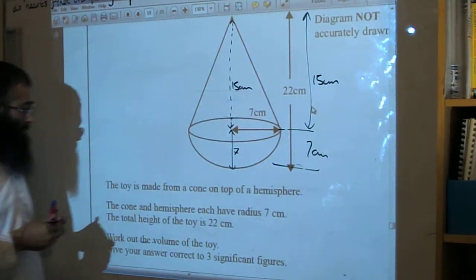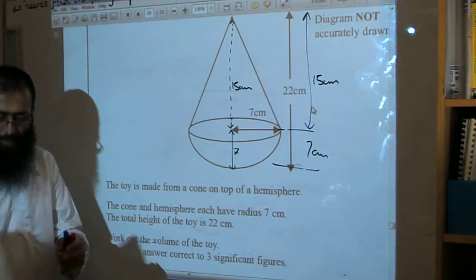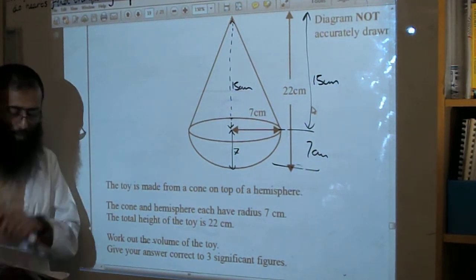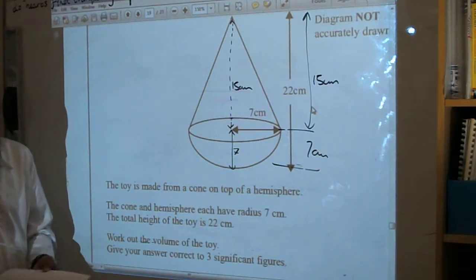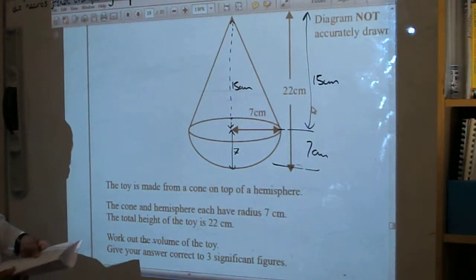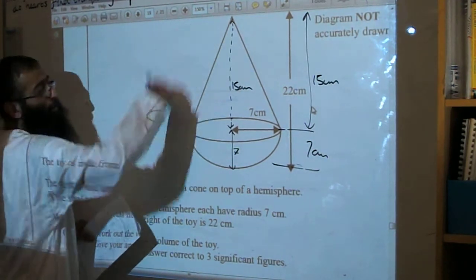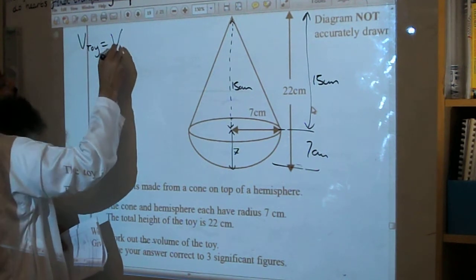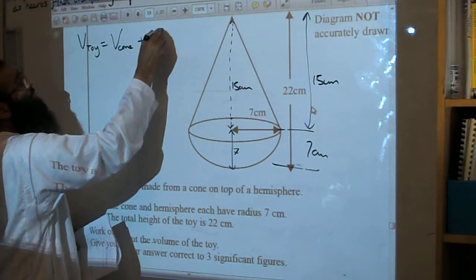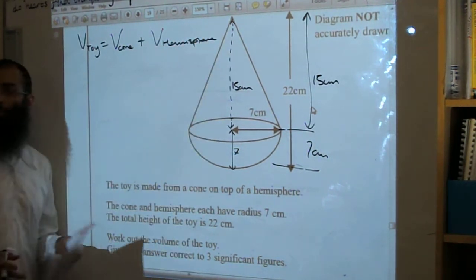The question goes, work out the volume of the toy, give your answer correct to three significant figures. Okay, now, if we turn to the front of our paper, what is the volume of a cone? To work out the volume of the shape, the volume of the toy is equal to the volume of the cone plus the volume of the hemisphere. Hemisphere means half a sphere.